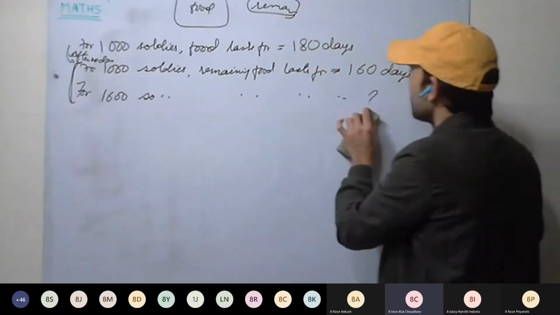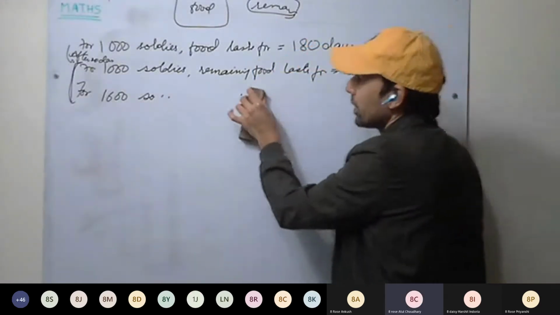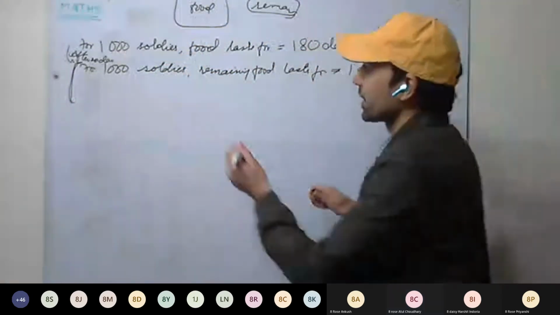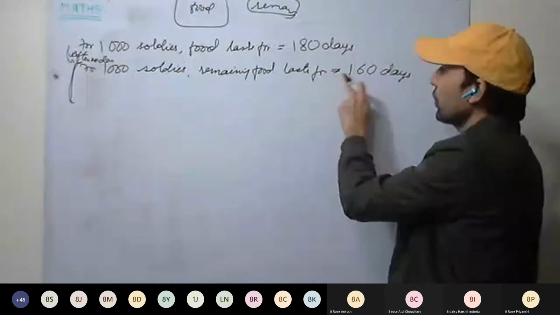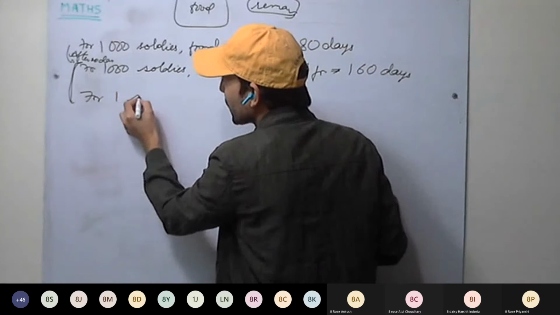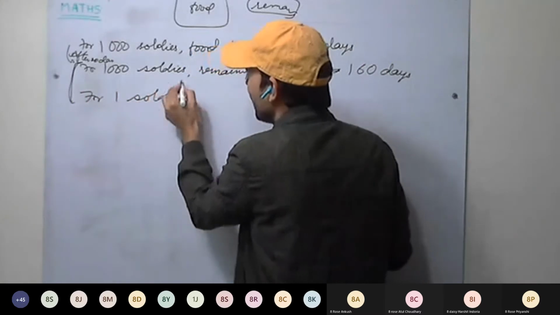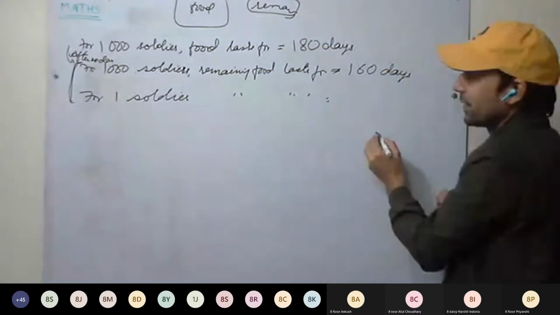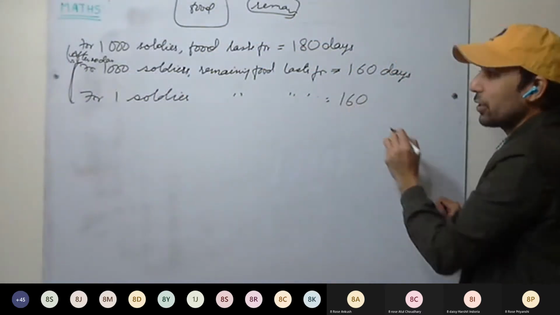We can calculate the food for one person and then divide for 1600. Yes, we'll be calculating this. So for 1000 soldiers, remaining food lasts for 160 days. So for one soldier, how many days will it last? One soldier is there. Will we divide or multiply?